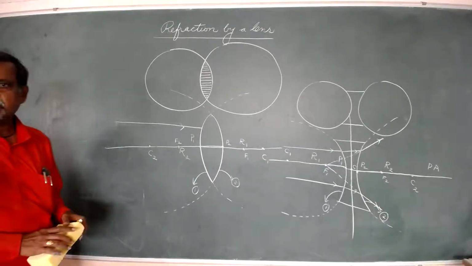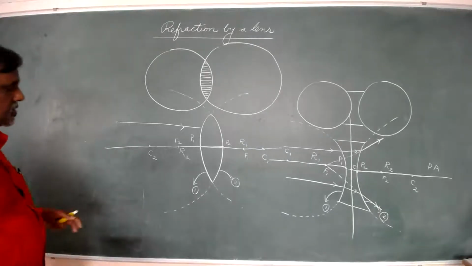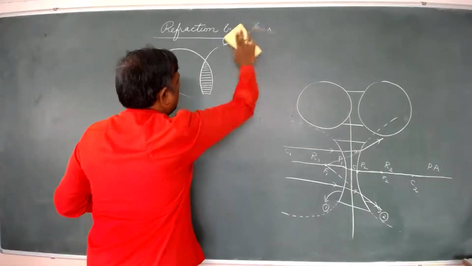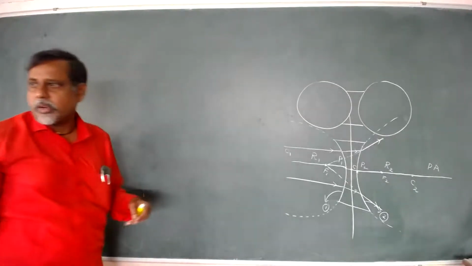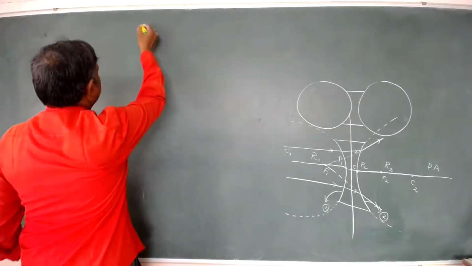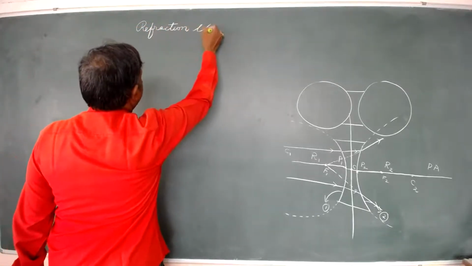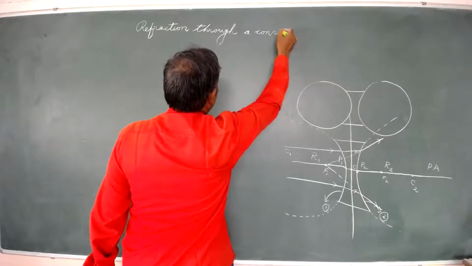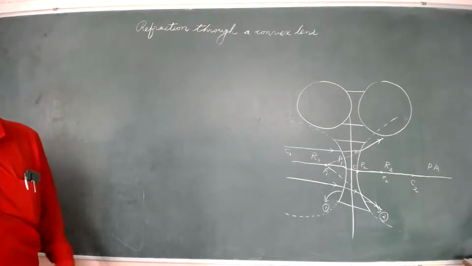Now, in the case of a lens, how convergence takes place and how divergence takes place. With a reason, I will tell how convergence takes place through a convex lens and how divergence takes place through a concave lens. With a reason, you have to understand. Look at this. Refraction through a convex lens. Keep the heading: Refraction through a convex lens.